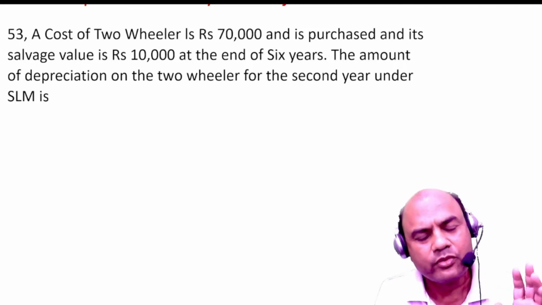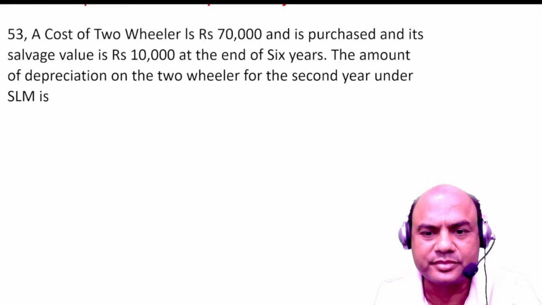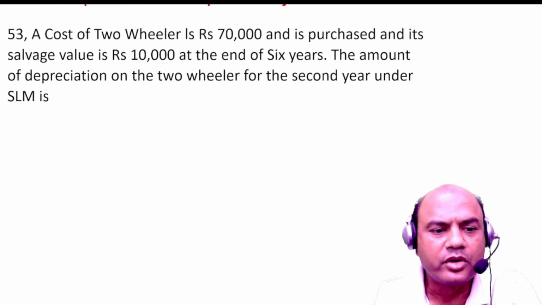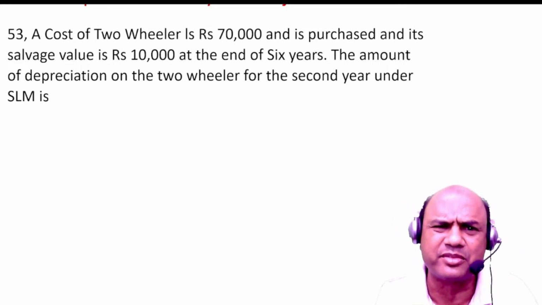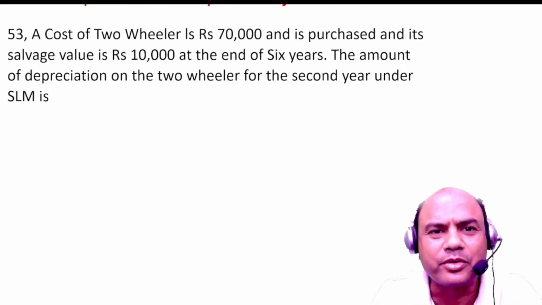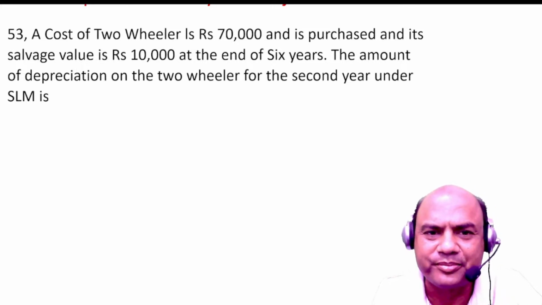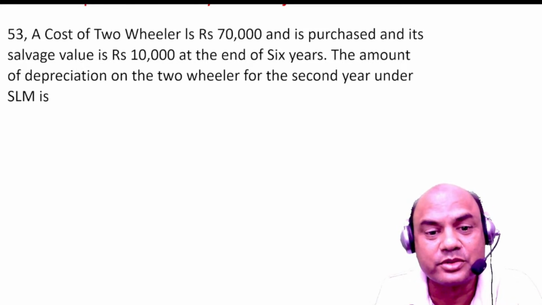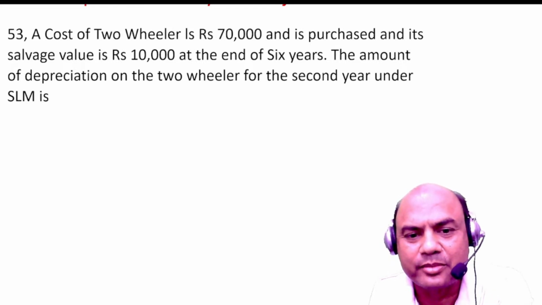Firstly everyone understand, in your RBWM, the thing which you have is only straight line and WDV. You don't have those other methods. In accounts you had AFM, straight line, WDV, then sum of years, accelerated depreciation. Here nothing, simple, only two, straight line and WDV. So let's solve this using straight line and WDV. Let's write this one by one.